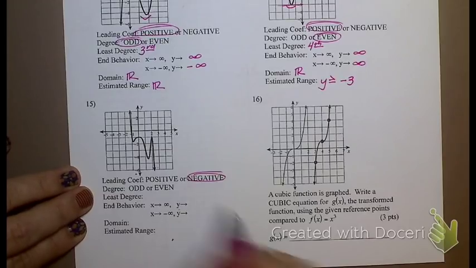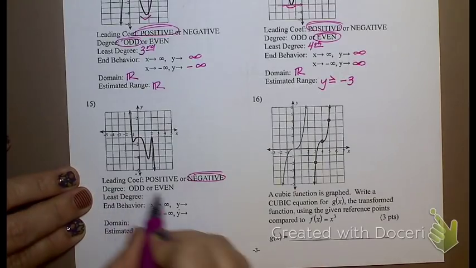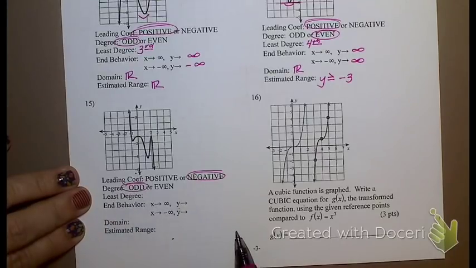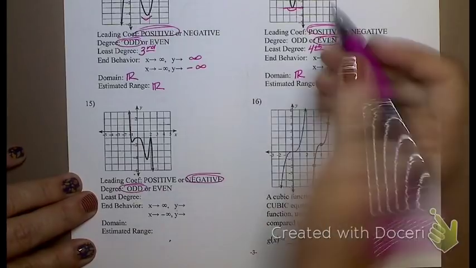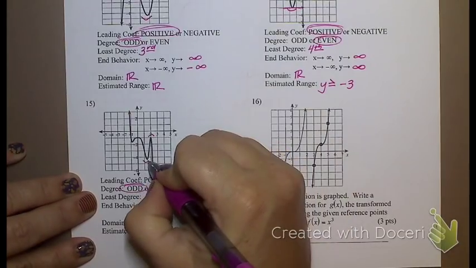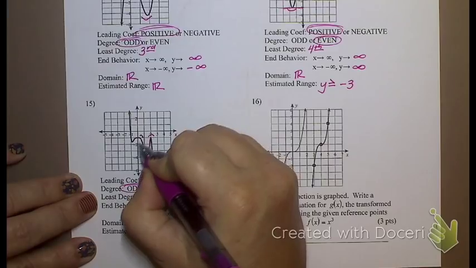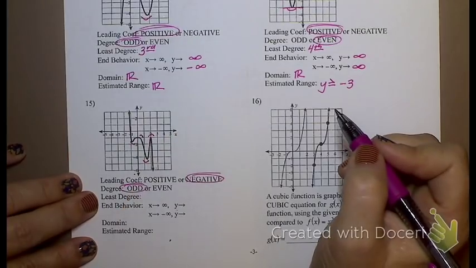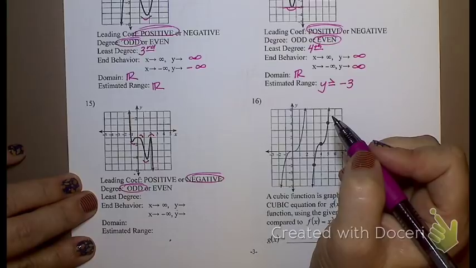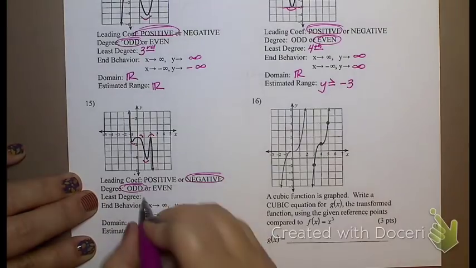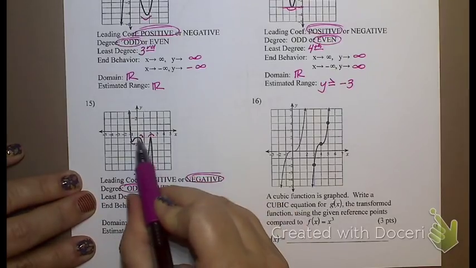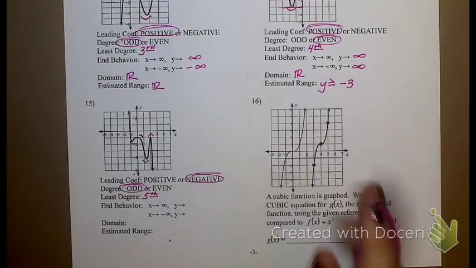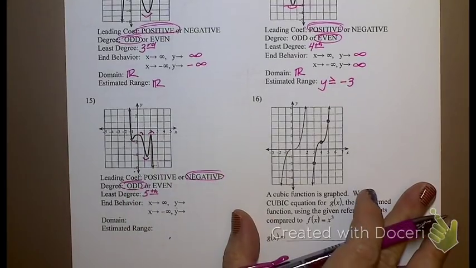Right side's going down. Degree, odd or even? Odd. Why? Other end's going the opposite way. Least degree. This is where people struggled a little bit. I see 1, 2, 3, 4. I could say a 5th degree, or you could even argue a 7th degree. I'd probably give you credit for that also, because there's more going on here, because that's not just a clean bend. But 5th degree is the most obvious.